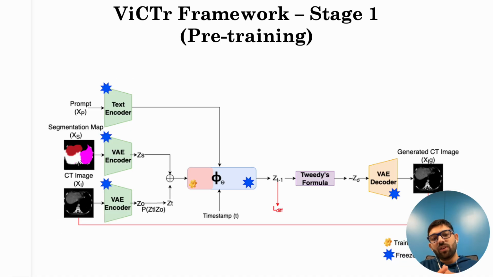Now let's discuss our framework, and the following figure represents our framework, that is ViCTr. For training this network, we have used Flux as a base architecture, and we can see clearly in the figure that the only trainable parameters are the output attention layer of Flux and the hinge layer.